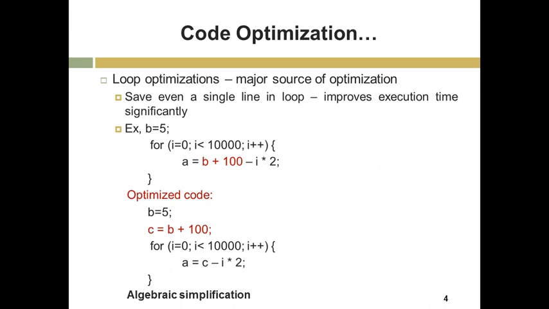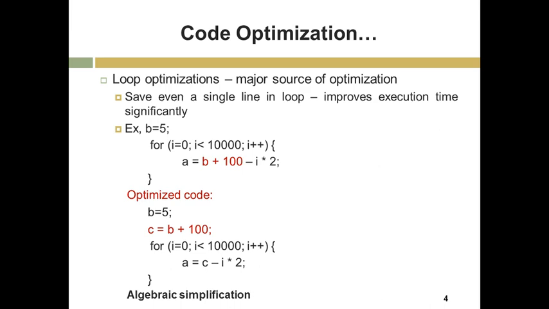Observe a equal to b plus 100 minus i into 2. So here b plus 100 is a constant expression. Every time it will be evaluated to 105. So in the optimization phase, this b plus 100 statement will be taken outside the loop, because this is an independent expression. It is not dependent on the loop counter, and hence it can be moved outside the loop.